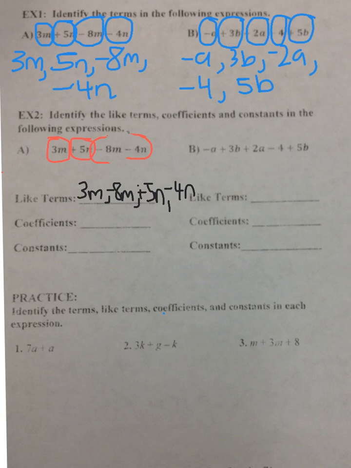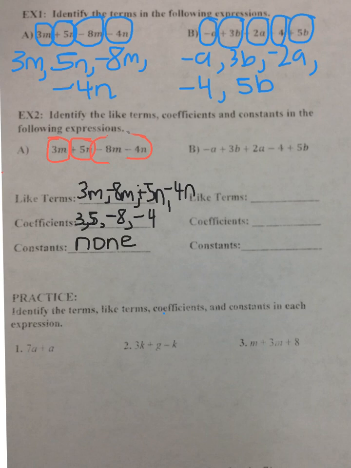Now coefficients are just the number part when a number is being multiplied to the variable. So for 3 times m, 3 is the coefficient. For 5 times n, 5 is the coefficient. For negative 8m, negative 8 is the coefficient. And for negative 4n, negative 4 is the coefficient. In regards to constants, on this one, there is no term that does not have a variable attached to it, so our constants would be none.